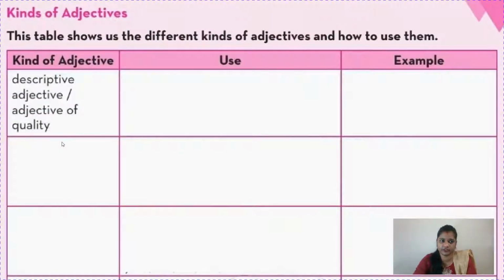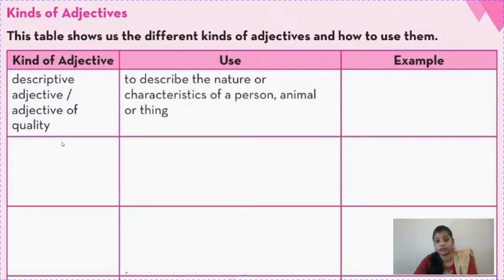Now let's learn kinds of adjectives, children. This table shows us the different kinds of adjectives and how to use them. Like first kind of, let us learn kind of adjectives. They use an example. Descriptive adjective, it is also known as adjective of quality. Like when you were in class 5 or 4, you would have learned adjective of quality, but you can also call it descriptive adjective. It is used to describe the nature or characteristic of a person, animal or thing. Or simply you can write noun, because we know noun is a naming word. It names a person, place, animal or thing. So it is used to describe the nature or characteristic of a noun.